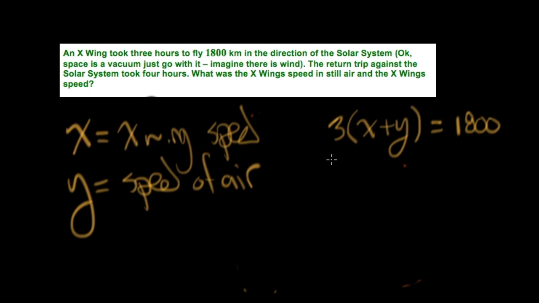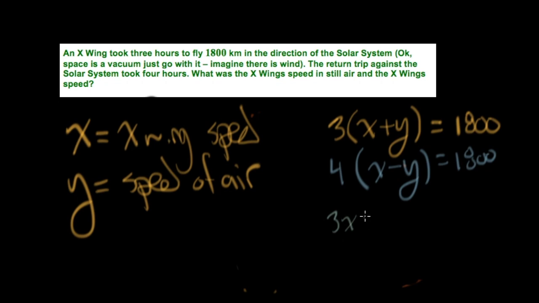So again, the time is 4, and the speed this time is the x-wing, but it's going to be going against the wind, so it's going to be x minus y, and it still took 1,800, just like that. Okay, so can we go solve it now? Well, there are some shortcuts, but I'll show you. Most kids are probably going to distribute the brackets for this one.